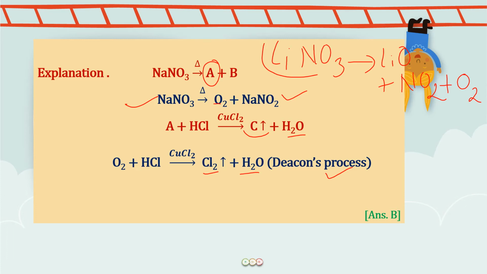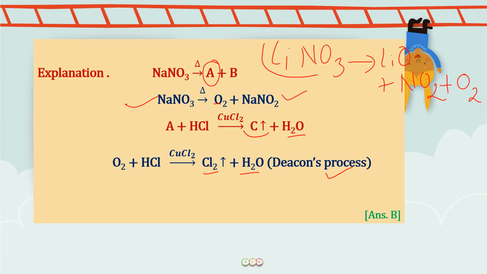There are two more processes which are very important for the preparation of chlorine. One is the electrolysis of aqueous sodium chloride, and the other is the Weldon's process. Both of them are given in the NCERT textbook. I want you to read them too. They are equally important. This reaction is also very important, and those two also are going to be very, very important, so please do look them up from the NCERT textbook.